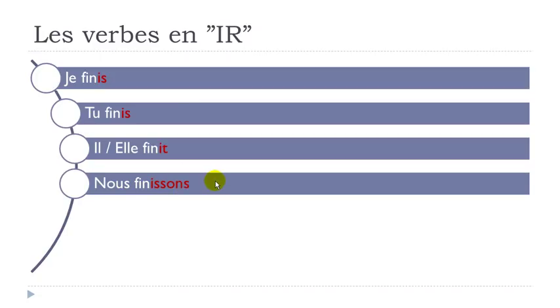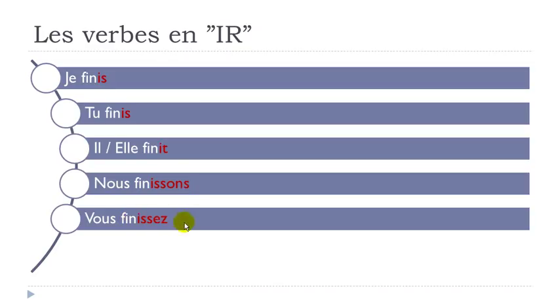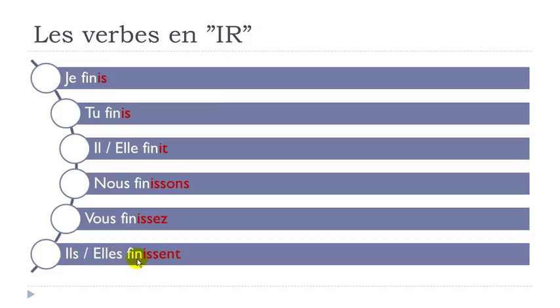Nous finissons. Vous finissez. Okay, EZ at the end gives you the sound E. Finissez. Vous finissez. Ils finissent. So remember, as usual, when we get the verbs, E-N-T is not pronounced. Ils finissent, elles finissent. All right? So let's see them one more time. Je finis, tu finis, il finit, elle finit, nous finissons, vous finissez, ils finissent, elles finissent.